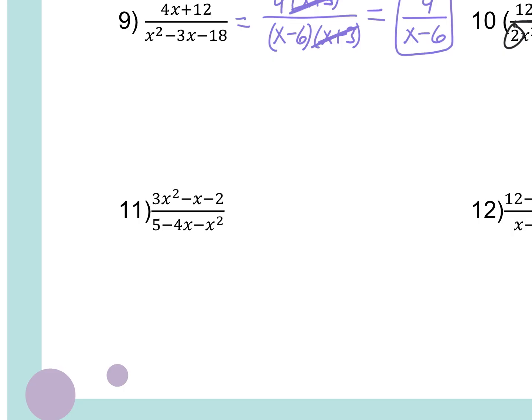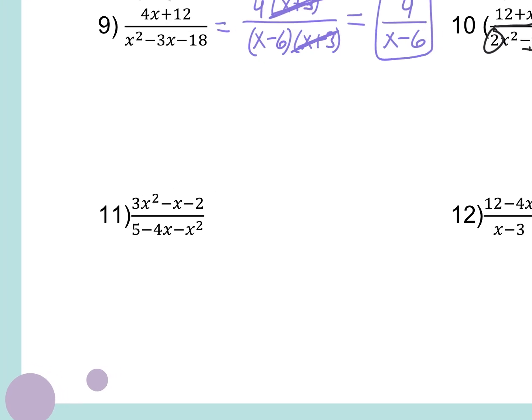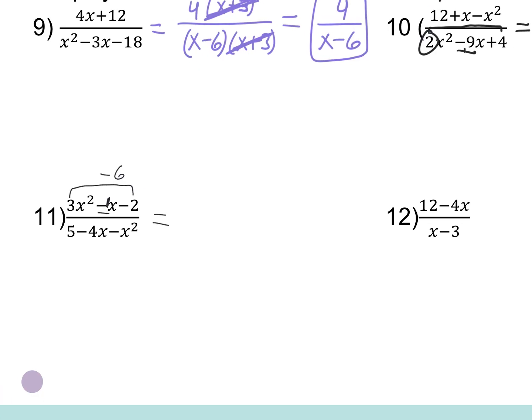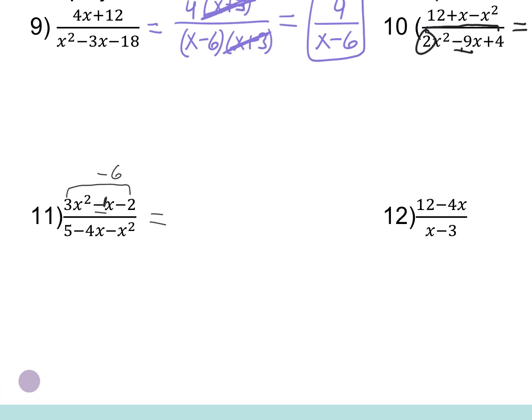All right, let's try the same thing with the next one. Again, something that we want to try to factor. So I'm going to do first times the last, 3 times negative 2. I'm looking for factors of negative 6 that add to negative 1. And that's going to be a negative 3 and a positive 2. So I get x minus 3, x plus 2.